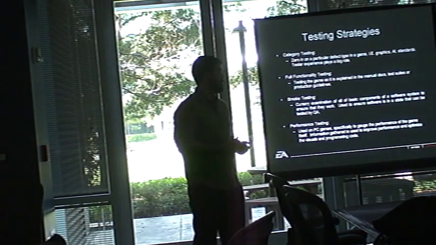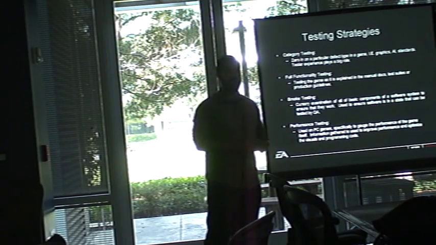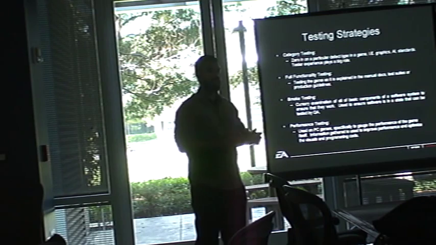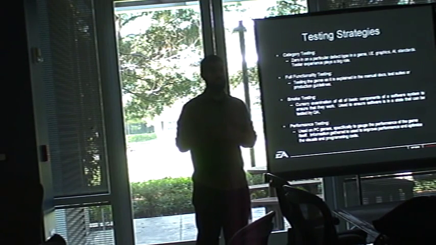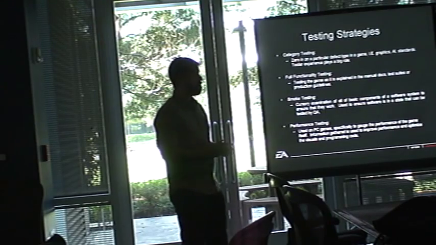But at the beginning of a project, we pretty much test against these documents. And if there's any variation at all, we generally write bugs based on those variations. For example, the audio in the game does not match what is designed in the documents. That would be an example of the result of functionality testing.